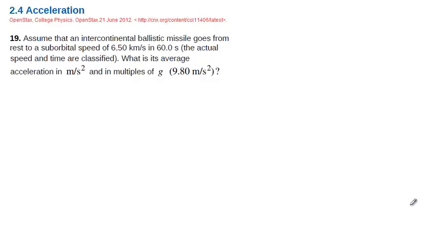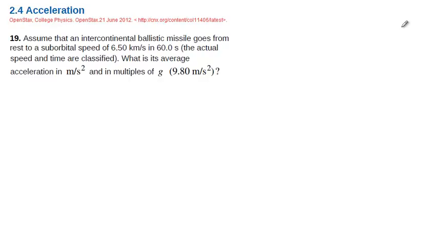Let's take a look at acceleration problem 19 in OpenStax College Physics. So we have here, assume that an intercontinental ballistic missile goes from rest to a suborbital speed of 6.50 km per second in 60 seconds. The actual speed, of course, we don't know the actual time and speed, but we are assuming here that it is 60 seconds. Okay, what is its average acceleration in meters per second squared and in multiples of g?